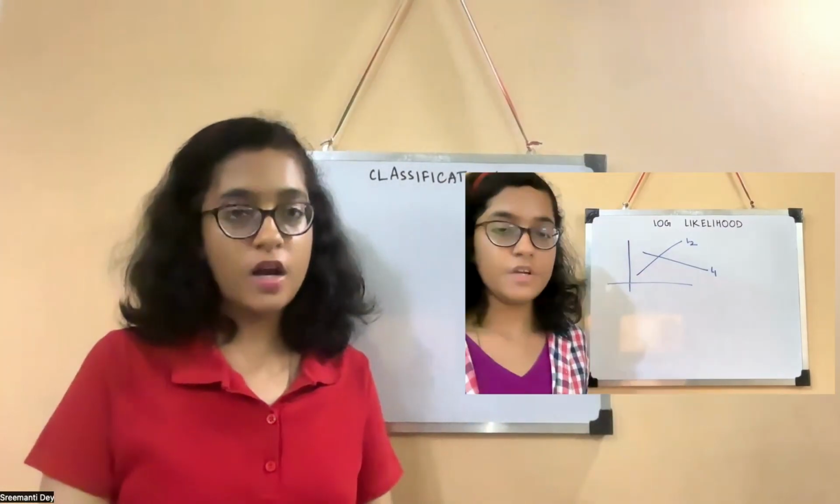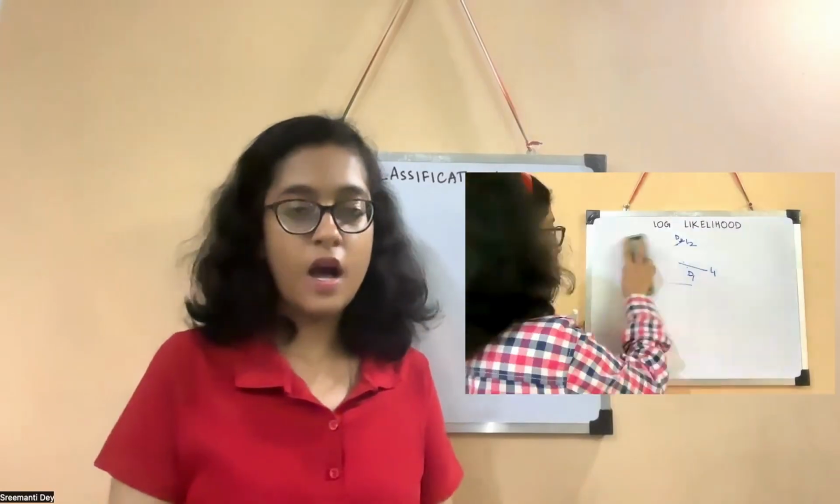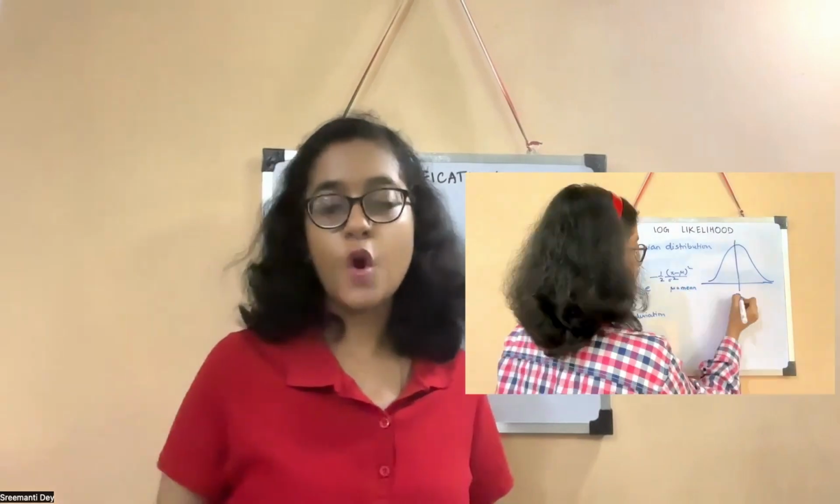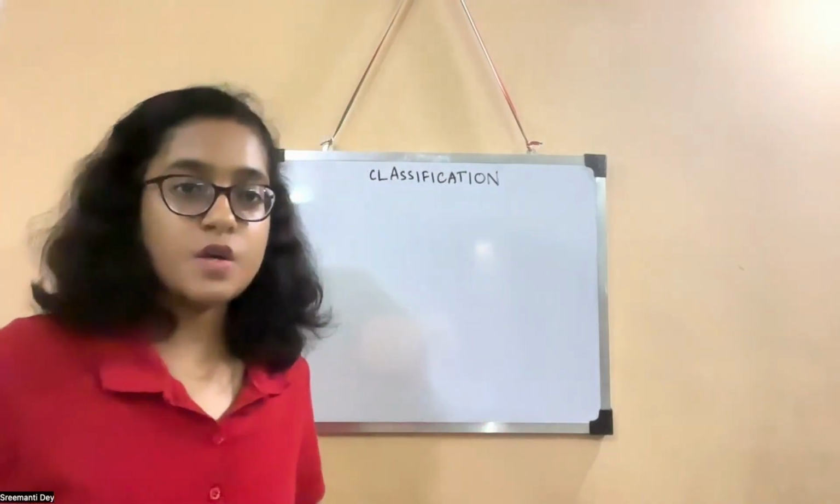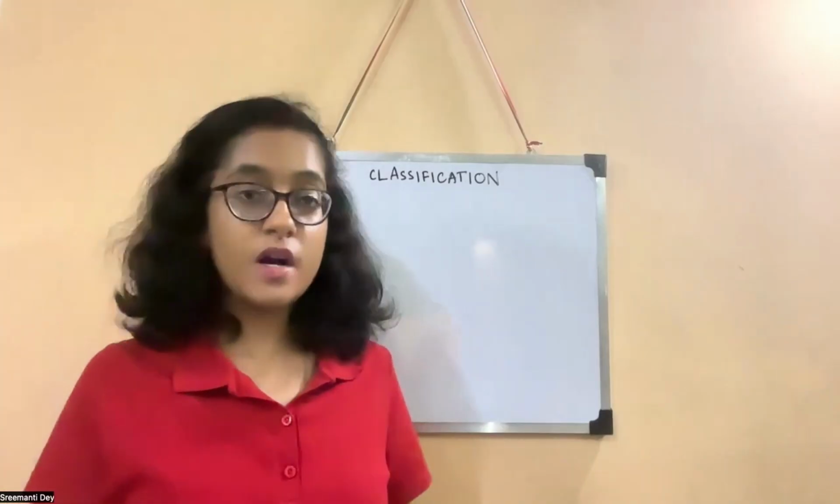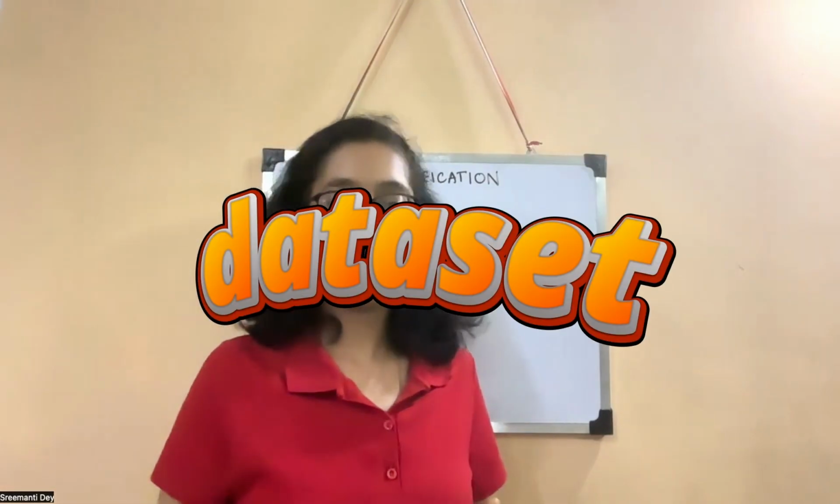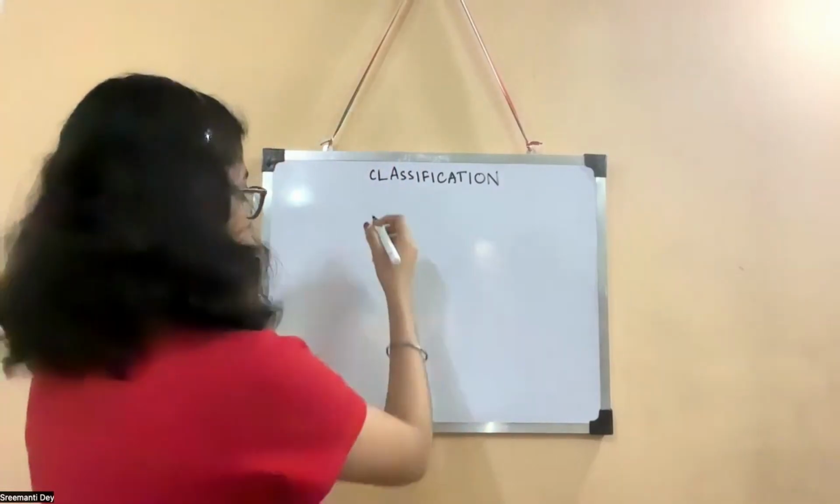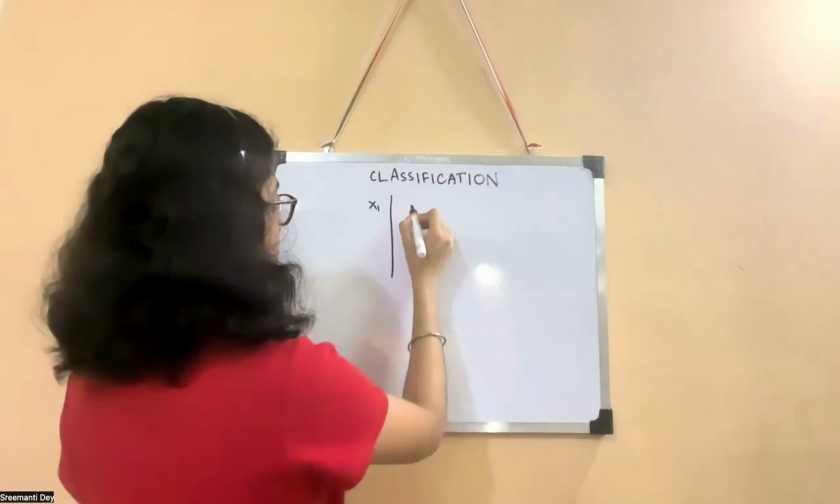I have covered log likelihood before in this video, and I would say it's kind of a prerequisite for this video. If you already know about that, then without any further ado, let's start. So the first thing that comes is, what is the problem that we are trying to tackle here? The first question always is, what's the data set? What does the data set look like? It looks something like this.